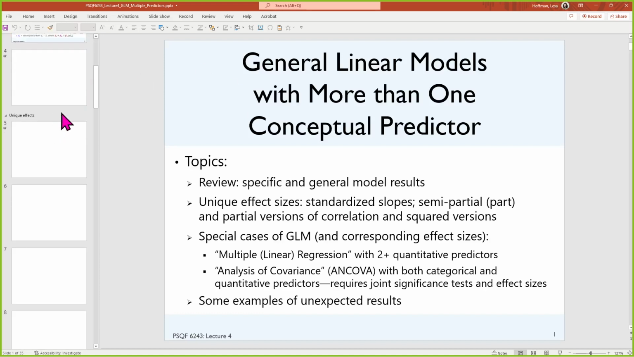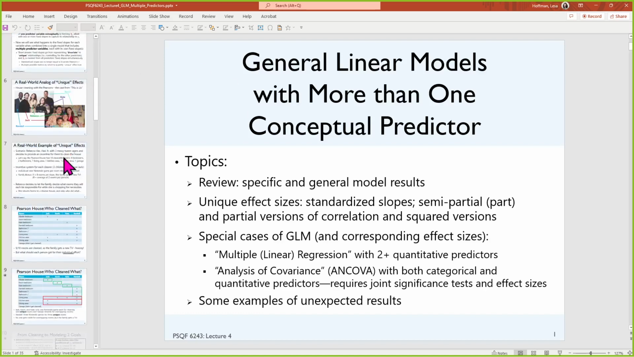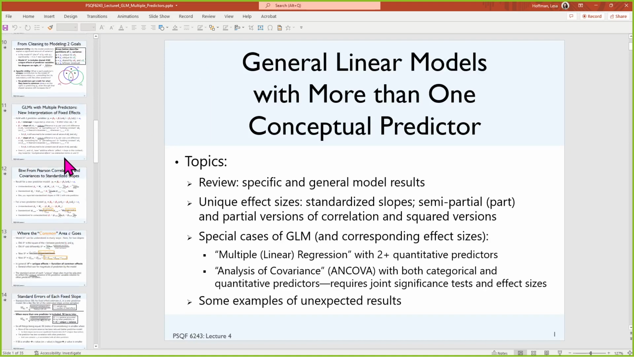Getting to my introduction lecture for describing regression stuff.